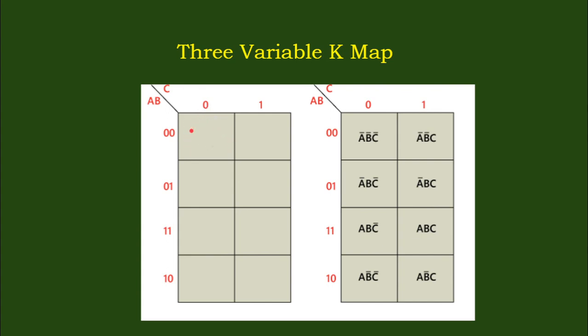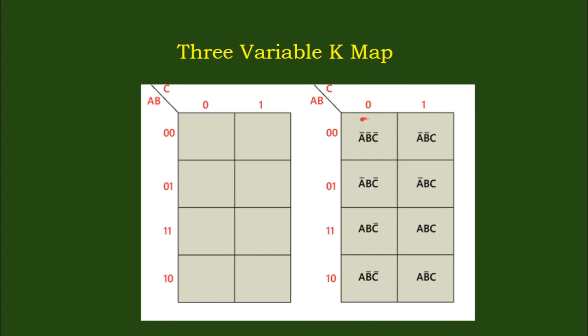We know that when the value is 0, the variable is in the complement form. When the value is 1, the variable is in the normal form. Now we can see in this cell A, B, C all three are in the complement form. So the cell value is A bar, B bar, C bar. All the 3 variables are 0.